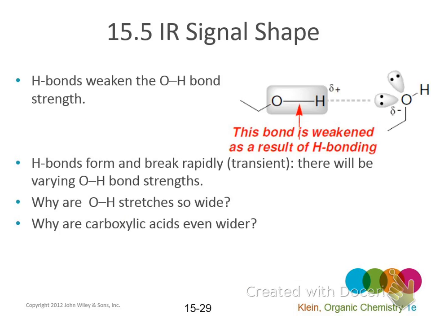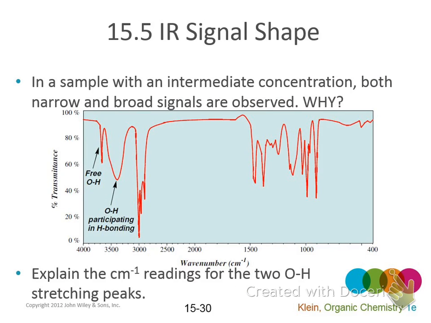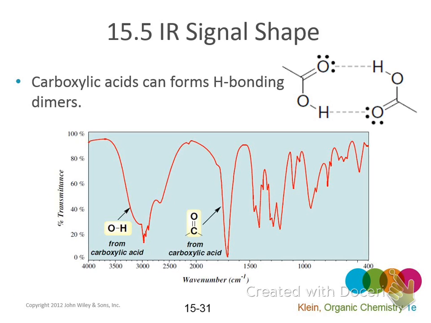Okay. We talked about signal width. I'm going to skip over this stuff. So this is the carboxylic acid. The carboxylic acid is very easy to recognize. It has a big C=O, still around the 1720, 1730 region, but then it has this gigantic OH stretch.